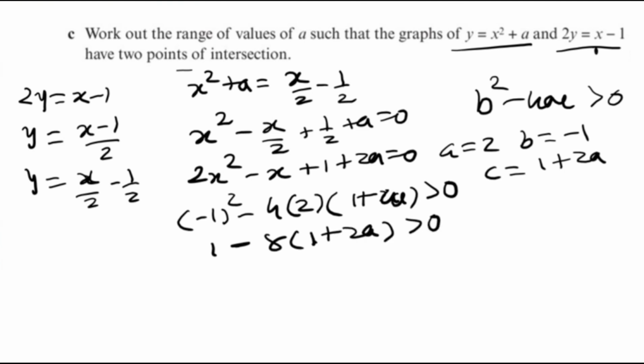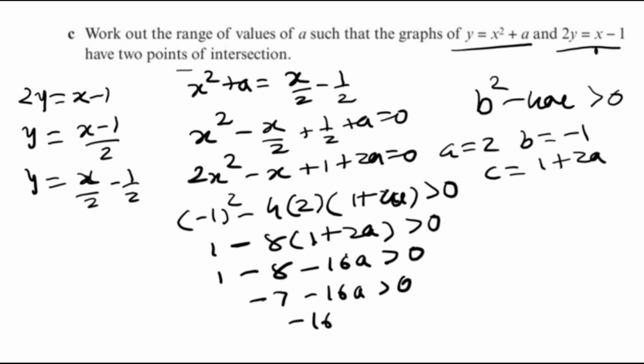greater than 0. So 1 minus 8 minus 16a greater than 0. When you simplify it, it will give you minus 7 minus 16a greater than 0. Take minus 7 this side, so minus 16a greater than 7. So a greater than 7 over minus 16.